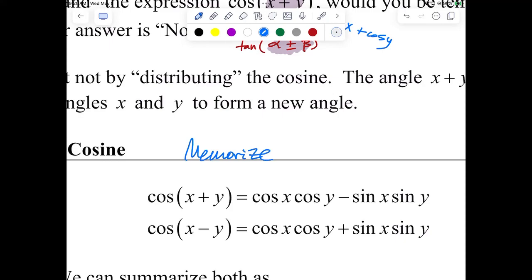Now, what are some observations one can make about these two identities that might help you remember them? Yeah, that's the first thing that might jump out at you. The sign is opposite, right? It's the opposite sign. So if you're adding angles on the inside, you're going to be subtracting the two functions. And if it's subtracted on the inside, you're going to be adding on the outside. So that's a good observation. What else?